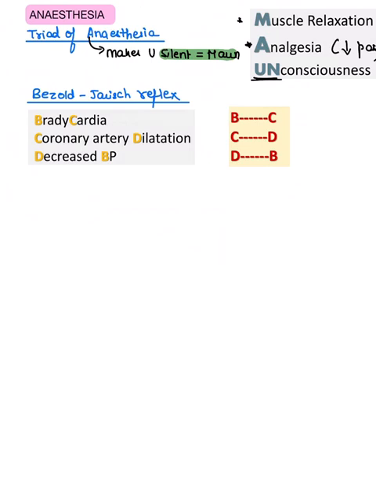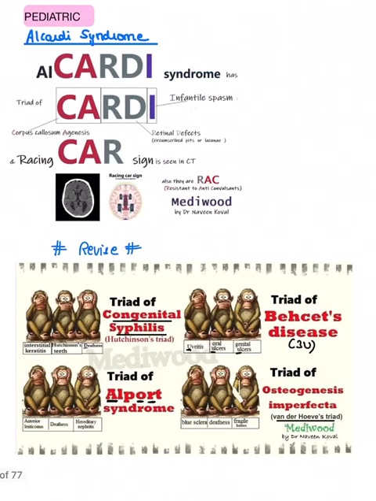Now coming on to the Bezold-Jarisch reflex. Okay, so this reflex you can remember BC, CD, DB. BC for bradycardia, CD for coronary dilation, and DB for decreased BP.